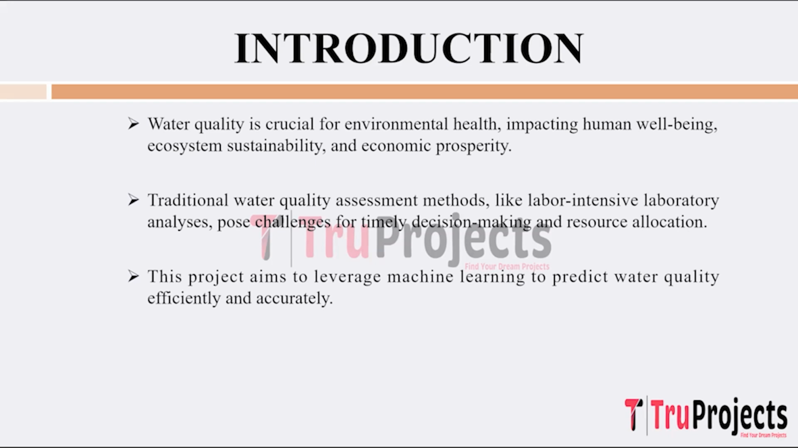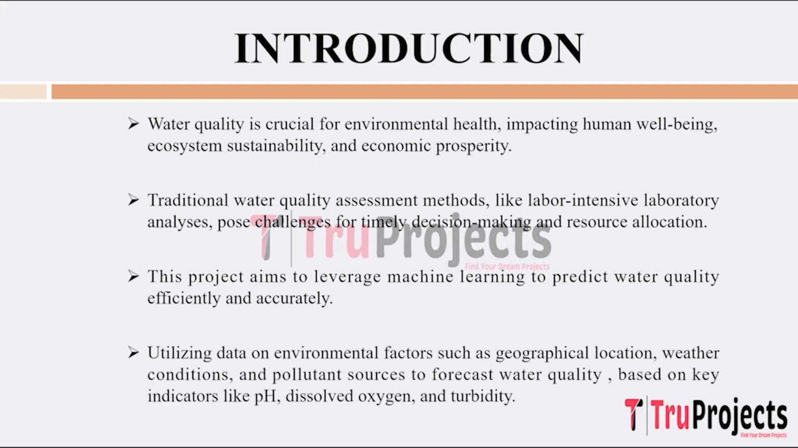In response to the limitations of traditional methods, this project seeks to utilize machine learning techniques to predict water quality. Machine learning algorithms can analyze large data sets quickly and identify complex patterns that may not be apparent through traditional statistical approaches. By leveraging machine learning, we aim to develop predictive models that can provide real time and accurate forecasts of key water quality indicators. The project utilizes environmental data to forecast water quality based on key indicators like pH, dissolved oxygen, and turbidity. This predictive model aids decision making in water resource management and pollution control.